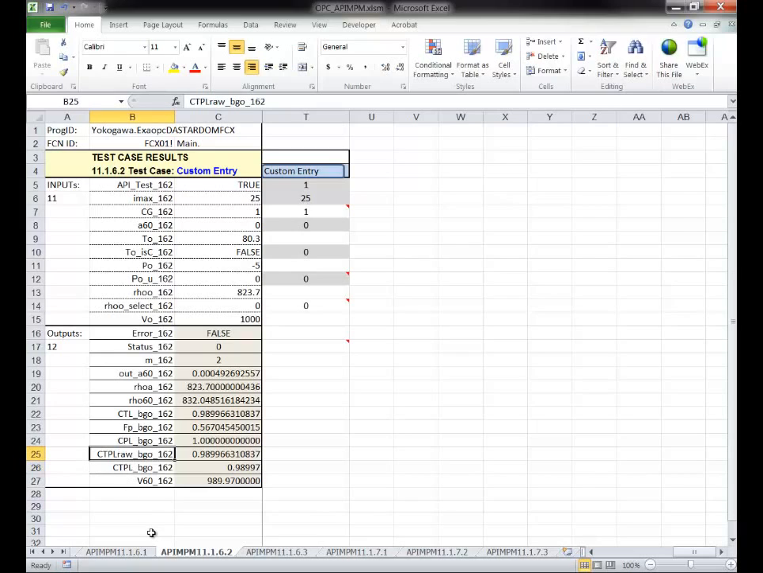CTPL raw is just the raw value. CTPL is the rounded value. And that's why if you look over in the results, you can see that this is the full unrounded value using long reals, and then this is the rounded value, rounded to 5 decimal places per the API MPMS standard. Right here you'll see a V60. So the 60 stands for customary base, 60 degrees Fahrenheit condition.